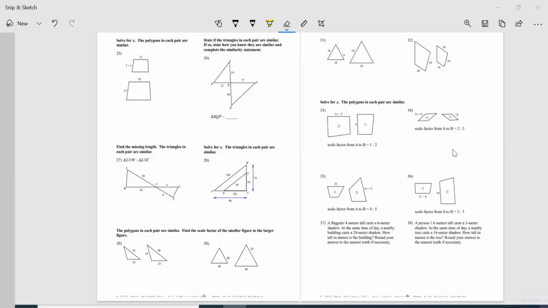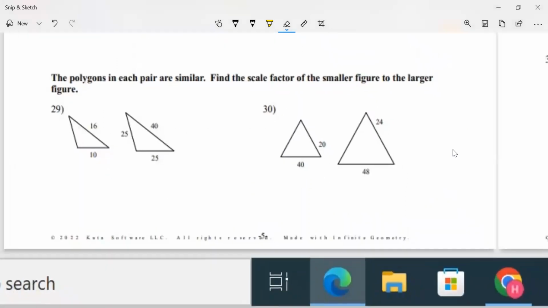All right, guys. So I'm going to be working questions 29 through 36. Okay, so let's see. The polygons in each pair are similar. Find the scale factor of the smaller figure to the larger figure.